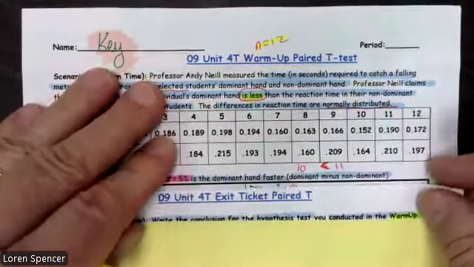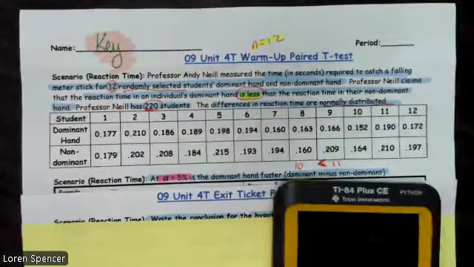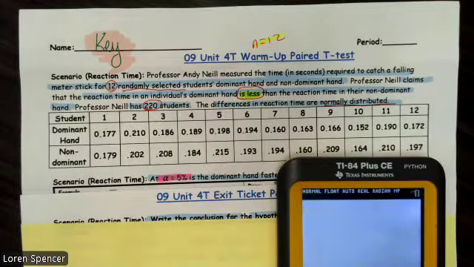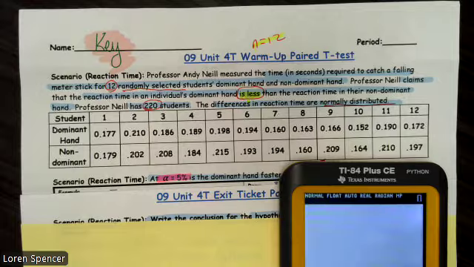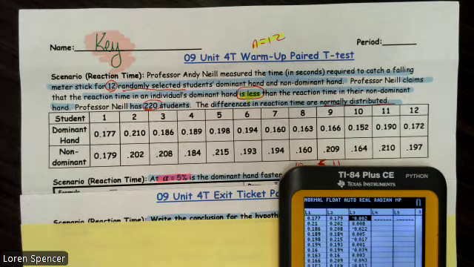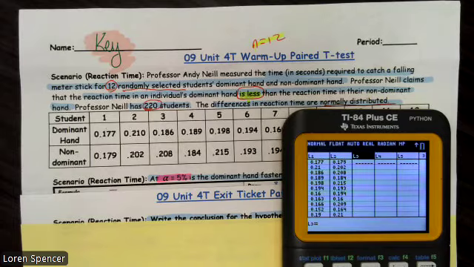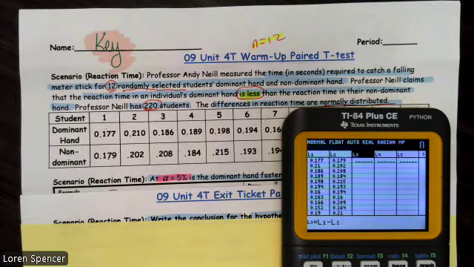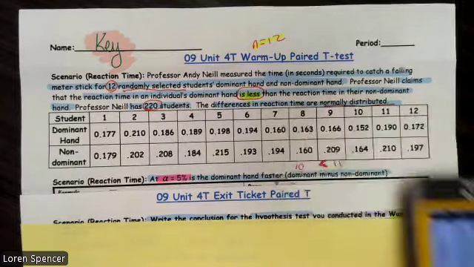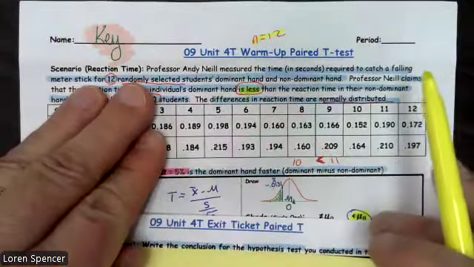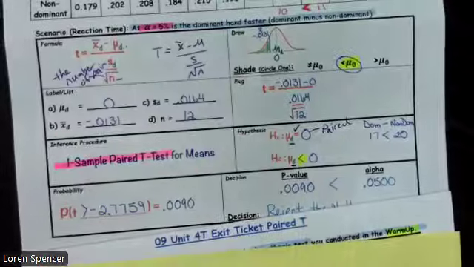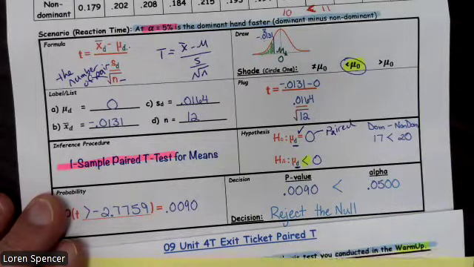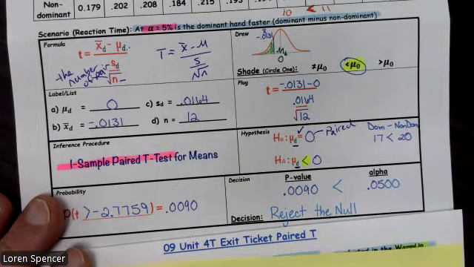We entered all this data into L1 and L2, and then we went up to the top of L3 and did L1 minus L2, because it was a paired test and we were looking for the differences, which we calculated. So we got all this information and we made a decision. When we ran it, our decision was to reject the null. So how do we write our conclusion?